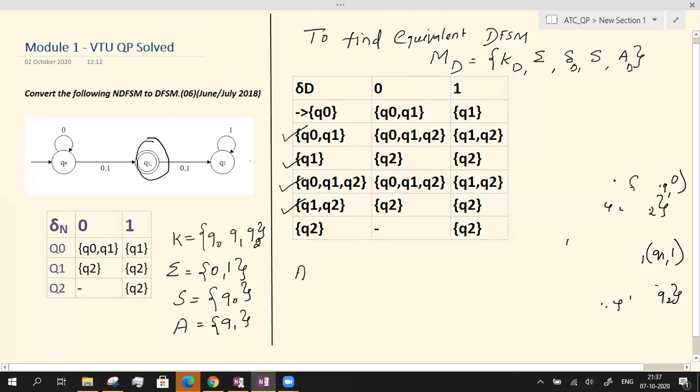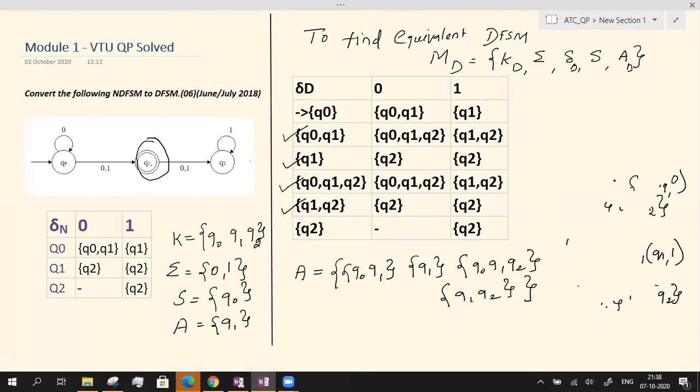The set of accepting states for the equivalent DFSM is: one is {Q0, Q1}, another one is {Q1}, then we have {Q0, Q1, Q2}, then we have {Q1, Q2}. That's it. So from the given NFSM, we have identified the equivalent DFSM, and we defined all the 5 tuples of DFSM also. Hope you have understood this example.